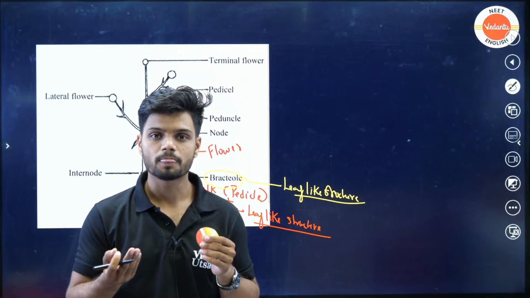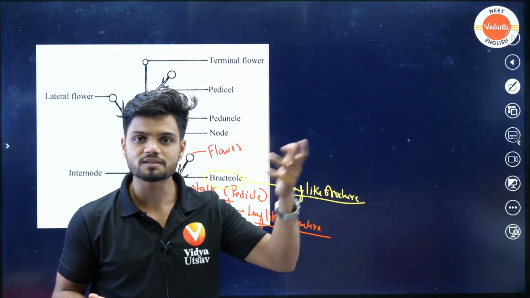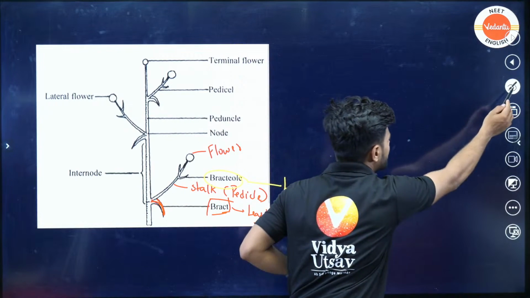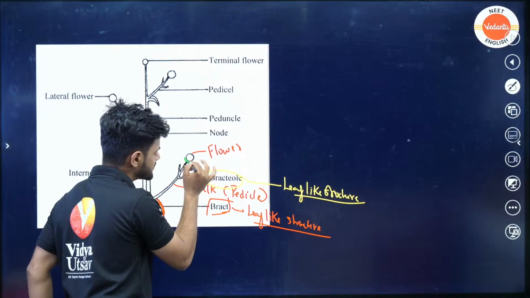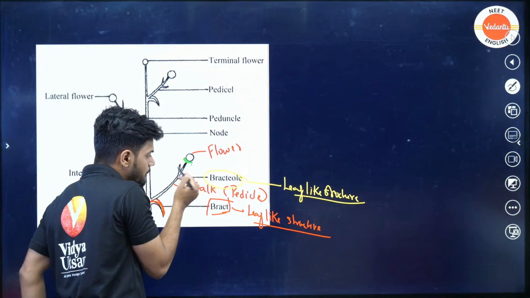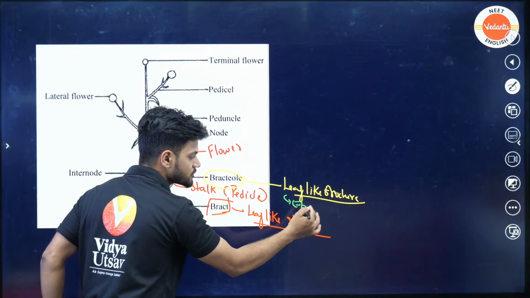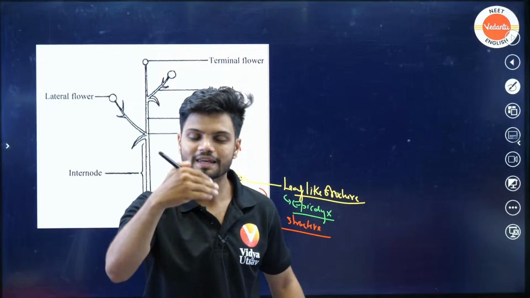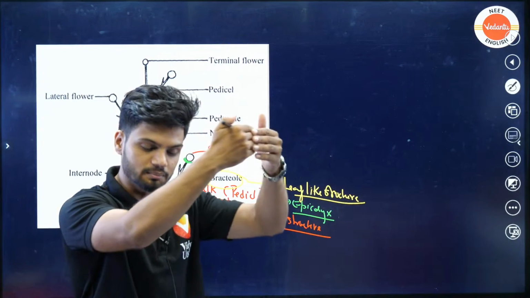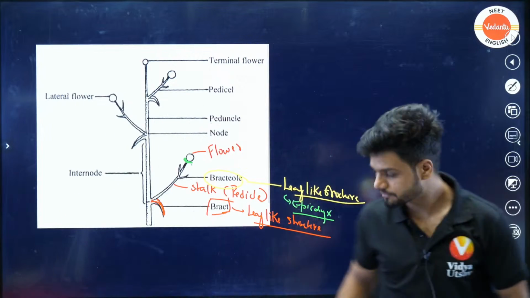Epi means what? We know epigynous, right? Epi means below. Calyx means calyx. So imagine if this is your flower, it will have calyx here. So something which is present below the calyx is called an epicalyx. Epi means below, calyx means calyx, so something present below the calyx is your epicalyx.